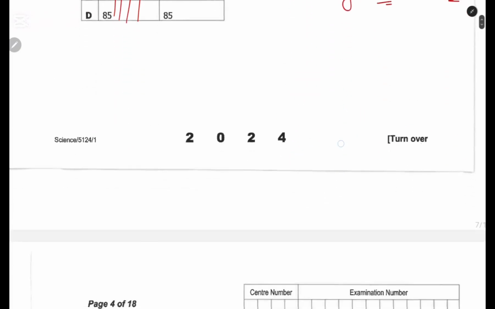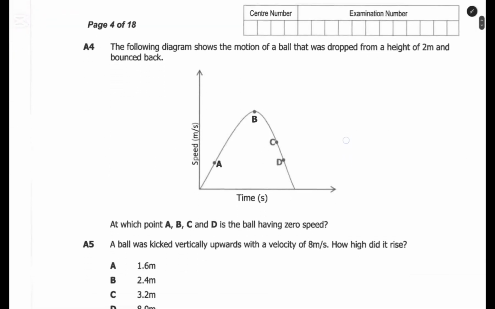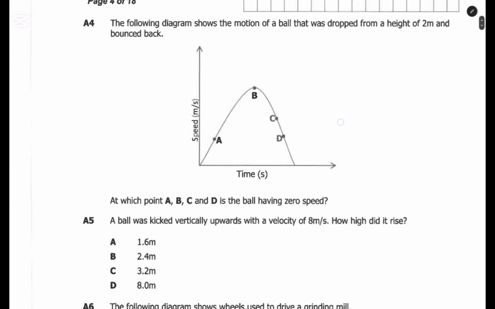I guess here we are together. All right, let us look at question 4. The following diagram shows the motion of the ball that was dropped from a height of 2 meters and bounced back. So it bounced back. At what point A, B, C, and D is the ball having 0 speed?